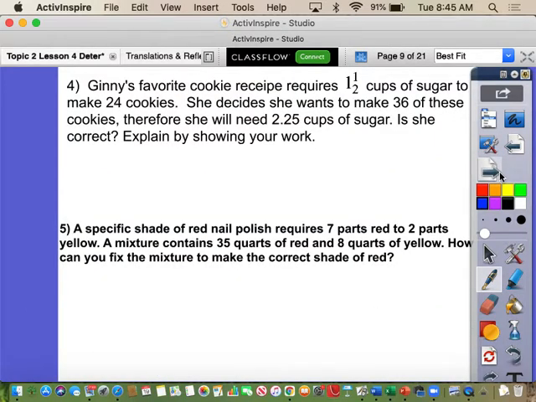All right, now we've got Jenny's favorite cookie recipe. It requires 1.5 cups of sugar to make 24 cookies. She decides she wants to make 36 cookies, so therefore she will need 2.25 cups of sugar. Is she correct or not? All right, I'm gonna give you all a few minutes to think about this one. If it requires 1.5 cups of sugar for 24 cookies, would it require 2.25 to make 36?